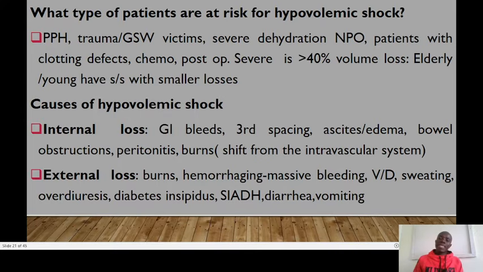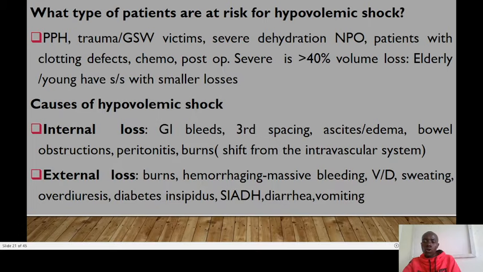So which type of patients are at risk for hypovolemic shock? Those who suffer from BPH, postpartum hemorrhage, or trauma victims, or severe dehydration, those who are nil by mouth, patients with clotting defects, on chemo, or postoperative. Severe is 40% volume loss. The elderly versus the young will have these smaller losses.